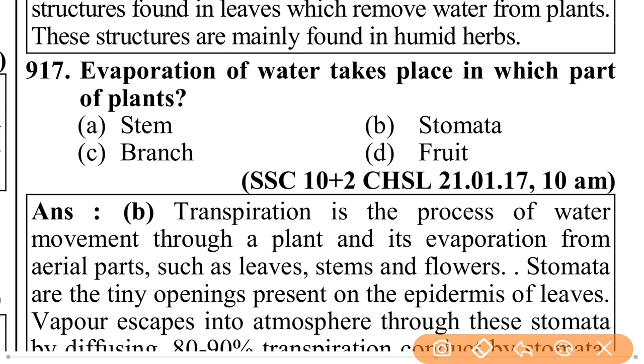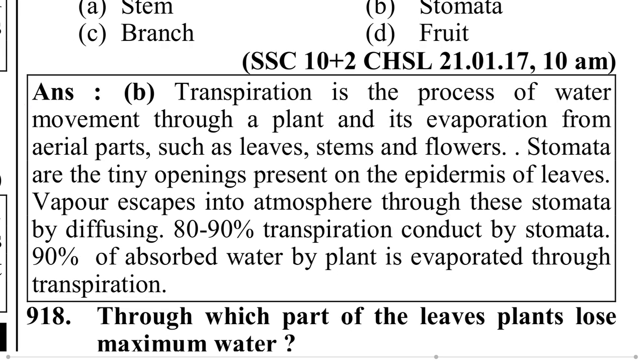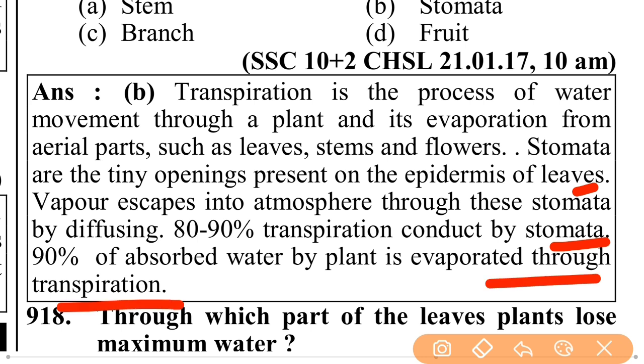Evaporation of water takes place in which part of plant? Stomata. Transpiration is the process of water movement through a plant and its evaporation from aerial parts such as leaves, stems, and flowers. Stomata are the tiny openings present on the epidermis of leaves. Vapor escapes into atmosphere through these stomata by diffusing. 80 to 90% transpiration is conducted by stomata. 90% of absorbed water by plant is evaporated through transpiration.